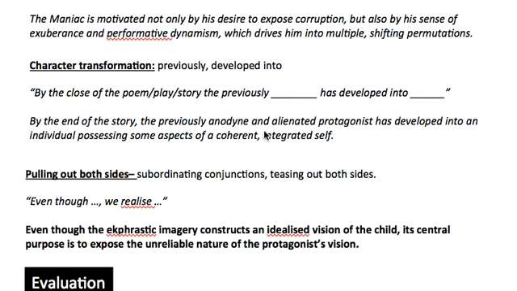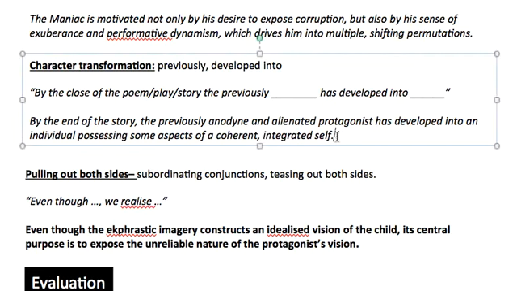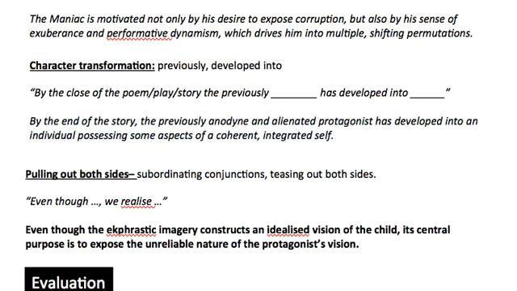By the end of the story, the previously anodyne, kind of bland and boring, and alienated protagonist has developed into an individual possessing some aspects of a coherent, integrated self. So that's a sentence structure there for allowing you to tell the story of a character's transformation.